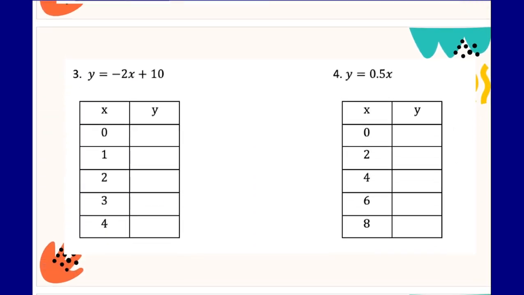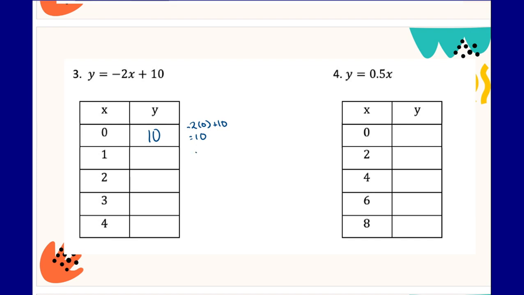Let's look at another one. Negative 2x plus 10. So again, we're going to do the same thing. We have our table of values. We want to plug the x values into our equation and solve. So negative 2 times 0 plus 10. Negative 2 times 0 is 0, plus 10 is 10. So the first one is 10.